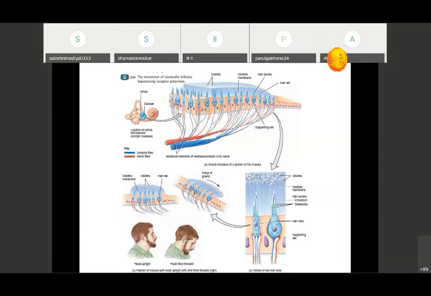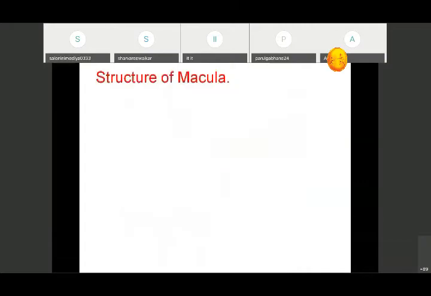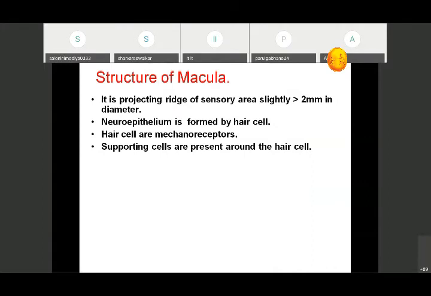So when the head is bending in a forward or a backward direction, it will stimulate the macula of the utricle. Similarly, when we are bending the head sideways, in the lateral direction, it will stimulate the macula of the saccule. Structure of the macula: it is a projecting ridge of sensory area slightly more than 2 mm in diameter.